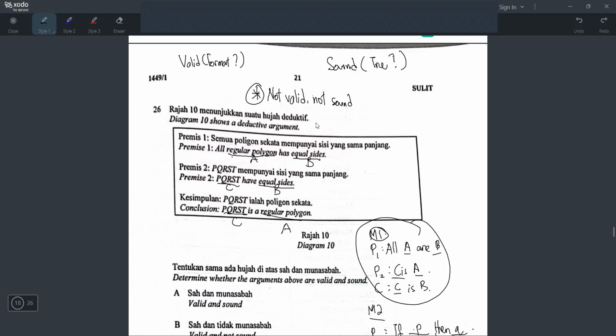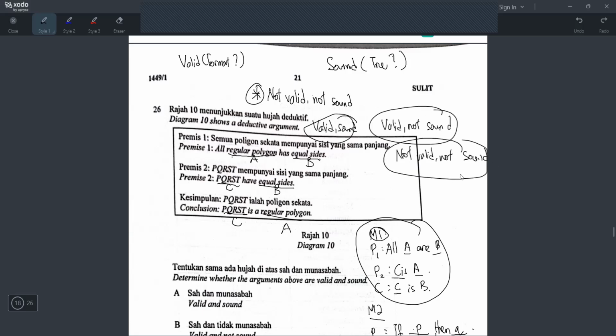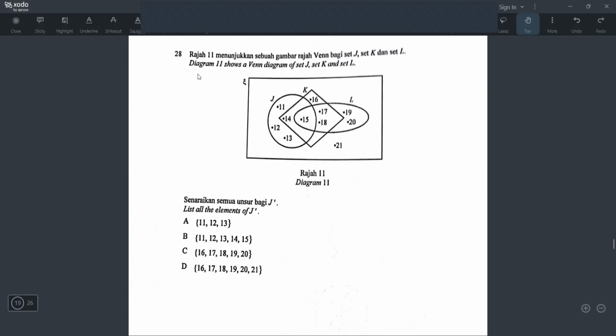So it means your answer is either valid sound, or valid not sound, or it can also be not valid, not sound, and that's all. Your answer is either valid sound, valid not sound, or not valid not sound. It cannot be not valid sound. It's not possible, because if it's not valid, it's automatically not sound already. Okay, let's go.